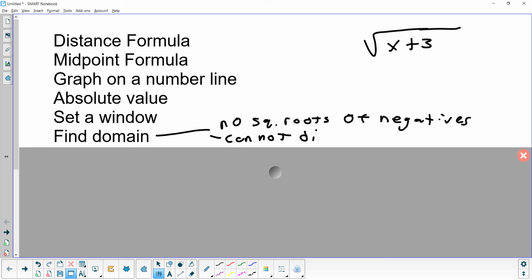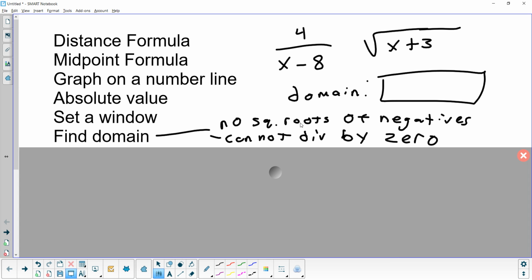And you cannot divide by 0. So if I gave you a problem like this, and I said to you, what's the domain there? You could say that it's every number except, what number can you not use there? Yeah, 8. One way you could write that would be, it might be a box online that says domain, and you could type in something like x would be every number except 8. That's one way to write it.